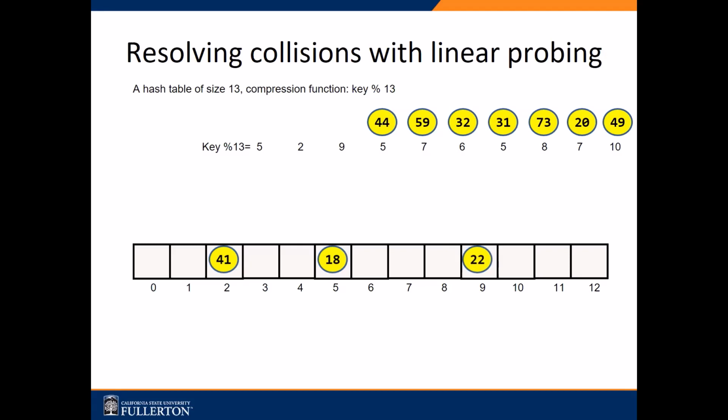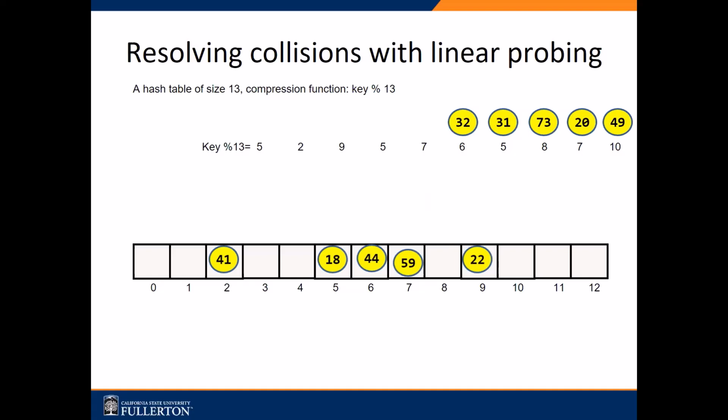44 gets hashed to array index 5, but we already have a key at location 5, and we don't want to overwrite it. So we'll just insert our key 44 at the next location, which is index 6. Next, let's insert key 59. 59 gets hashed to index 7, and as that location is empty, we can just insert it there.